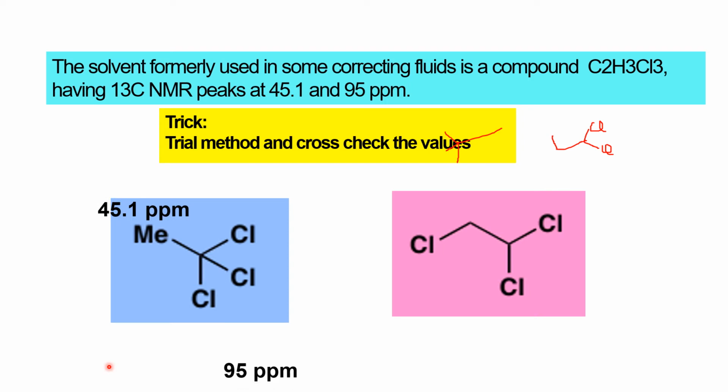We'll see the values. This is 45.1, this is 95, and this one is 50. One chlorine is there, so it goes above 50, and the other one is 70.7. See the difference, it will be very little compared to this.